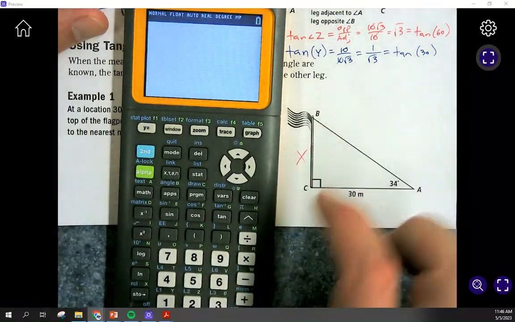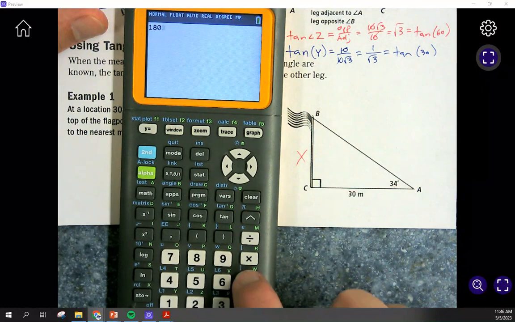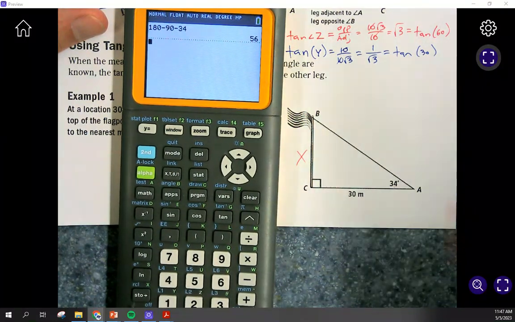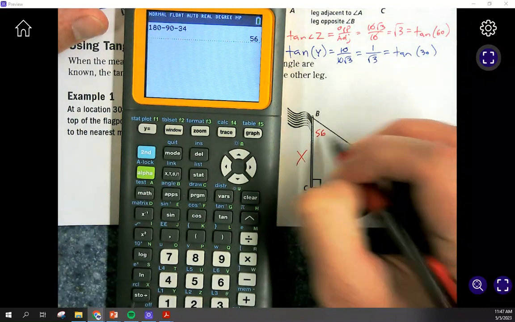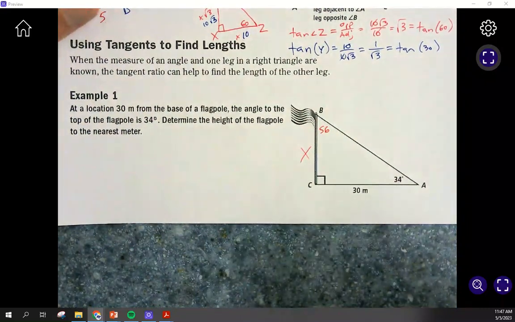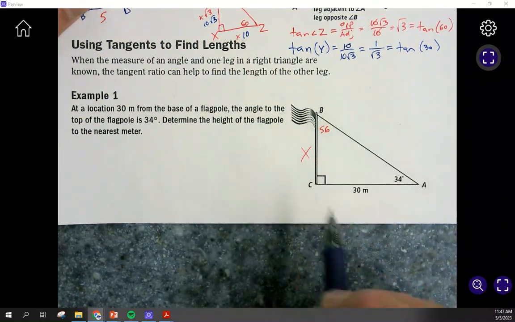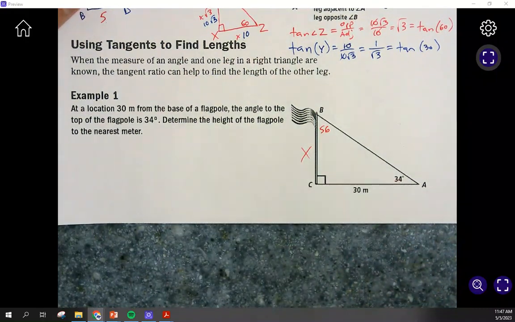So if I wanted to find this angle, I could do 180 minus 90 minus 34, and I automatically know that this is 56. So we'll do this two different ways, once with the 56, once with the 34. Now, if I had all three sides, I could use sine, cosine, or tangent.